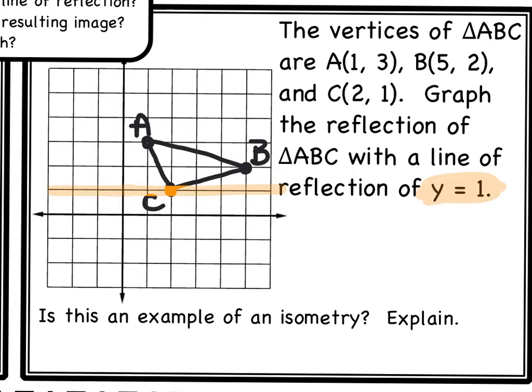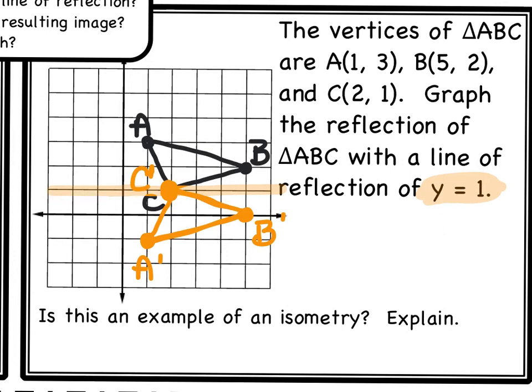So let's start with A. I notice that A is 2 units above that line, so I'm going to go 2 units below. B is 1 unit above, so I'm going to go 1 unit below. And let me label these A prime and B prime. And then C is right on the line of symmetry, so C prime is going to stay right there at the same point. So C and C prime are the same point. Connect my points and I create my triangle there.